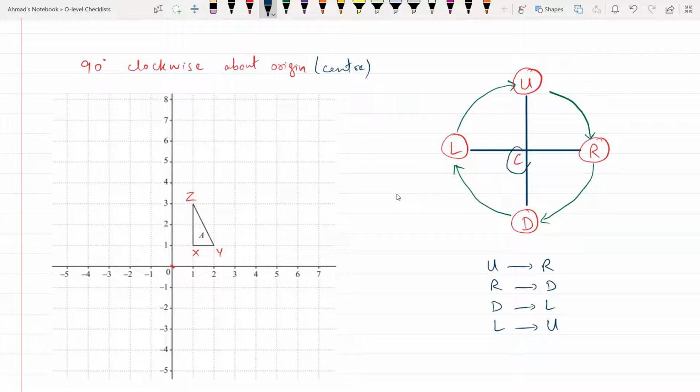Center of rotation is in the middle, right? R is on the right. Then you have down, left and up. When you do a 90 degrees clockwise rotation, what happens? What is up, if you rotate it 90 degrees, becomes right. So up goes to right when you do 90 degrees clockwise rotation. Similarly, right goes to down, down goes to left and left goes to up.